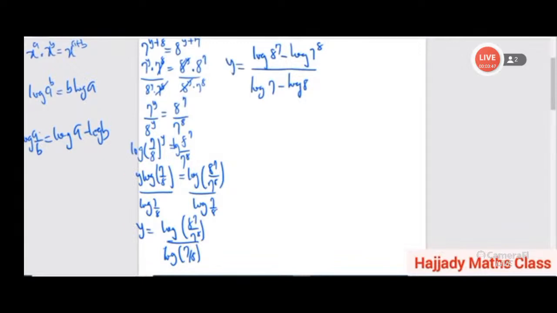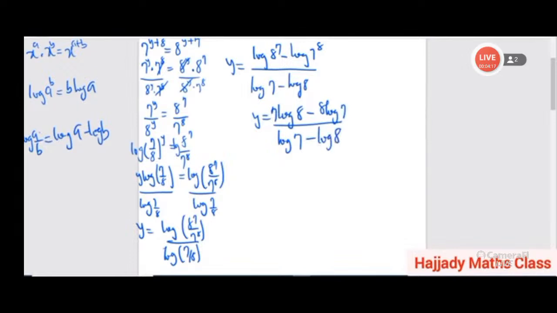From here, using the same law that says log a raised to power b is the same thing as b log a, the same thing can be applied here. So my y will be equal to 7 log 8 minus 8 log 7, everything over log 7 minus log 8.